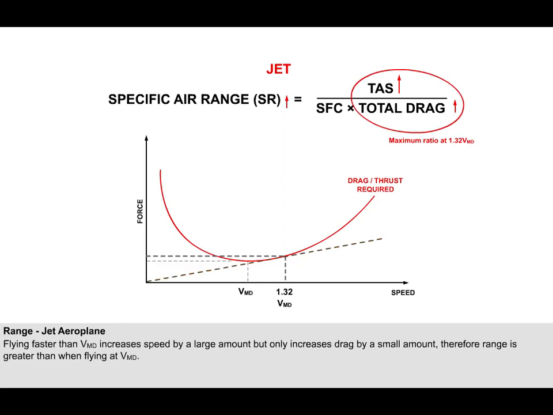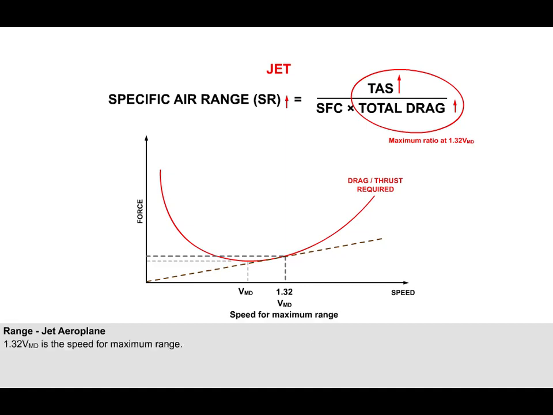The speed at which the speed-drag ratio is maximized may be read from the graph at the tangent to the curve. You may recall that this speed was 1.32 VMD. Therefore, it is 1.32 VMD that is the speed for maximum range for a jet aeroplane.